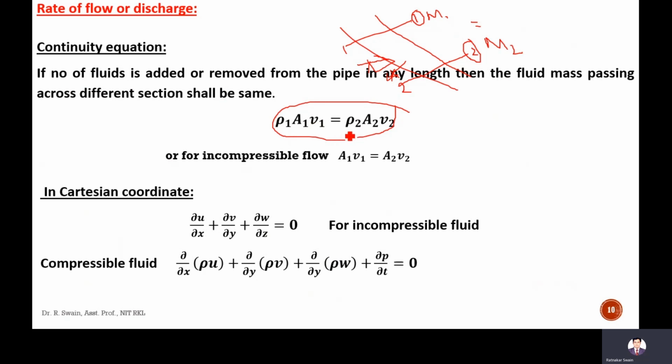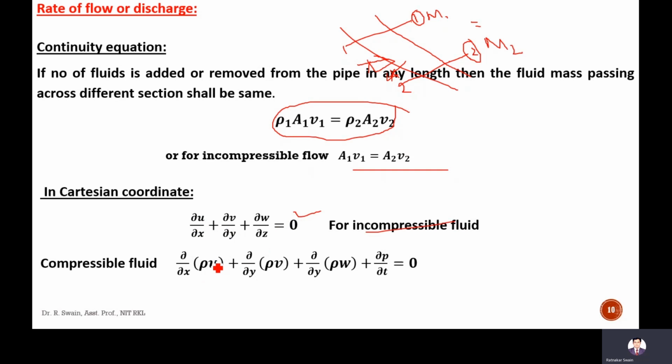So ρ1A1V1 is equal to ρ2A2V2. So for incompressible fluid, if density remains constant, then A1V1 is equal to A2V2. In the coordinate system, if you do in x, y, z direction, then ∂u/∂x plus ∂v/∂y plus ∂w/∂z is equal to 0 for incompressible fluid.